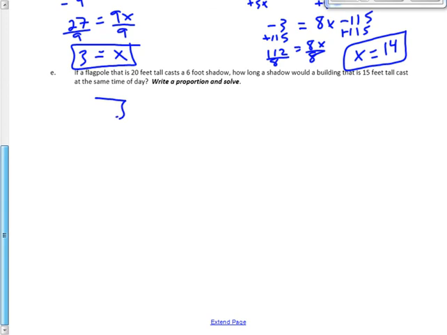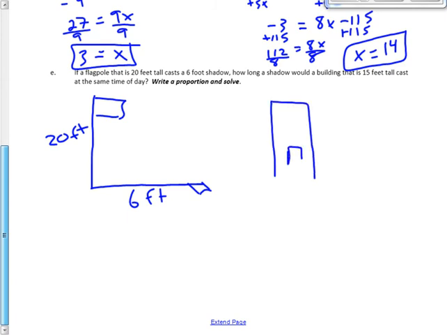Let's draw a nice flagpole. It's 20 feet tall. It casts a 6-foot shadow. So I've got a shadow down here that's 6 feet. Let's say the shadow is going this way, like that. How long a shadow would a building that is 15 feet tall cast? So I've got a building here with some nice office windows that is 15 feet tall. What kind of shadow would it cast on the same day? So that's what I want to know. How many feet would this cast?